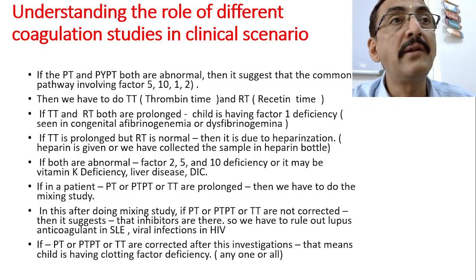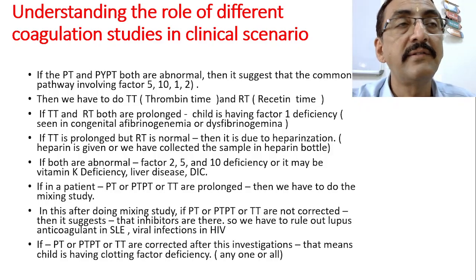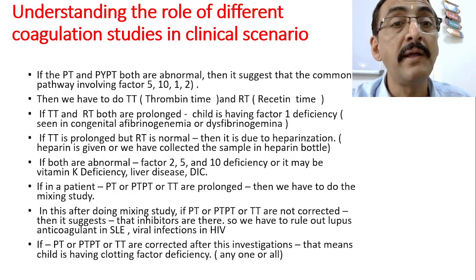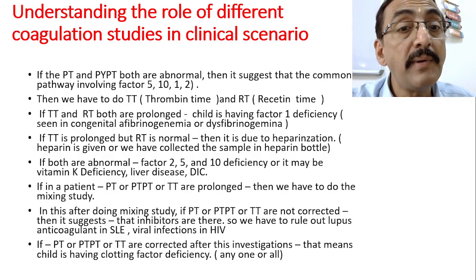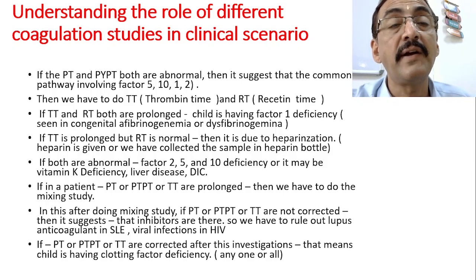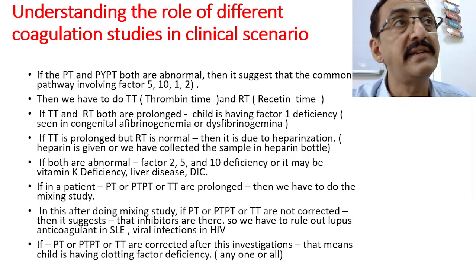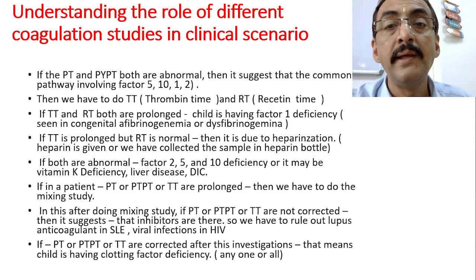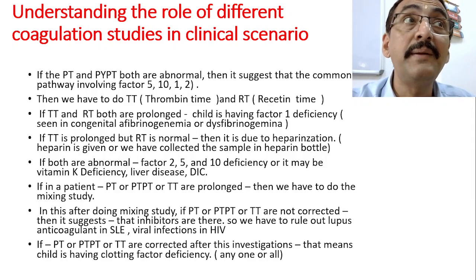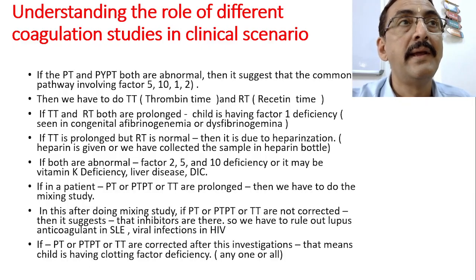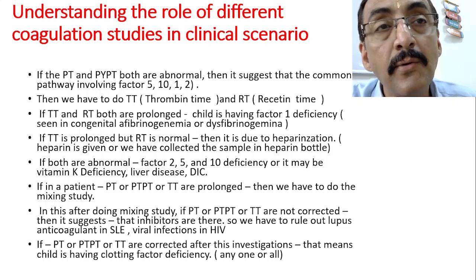Then heparin definitely causes anticoagulation action. Okay, it's known for its anticoagulant action. So this is possible if the TT is prolonged but RT is normal. If both are abnormal, then factor number 2, 5 and 10 deficiency will be there, common pathway, or it may be even vitamin K deficiency, or liver disorder, or DIC, disseminated intravascular coagulation.